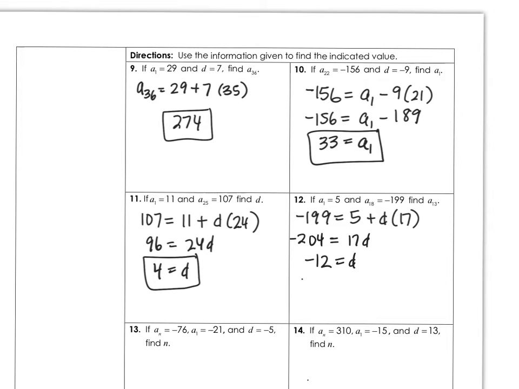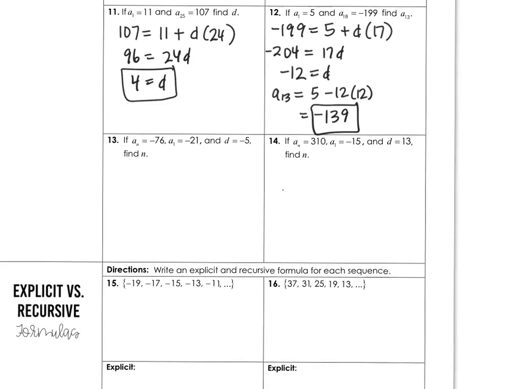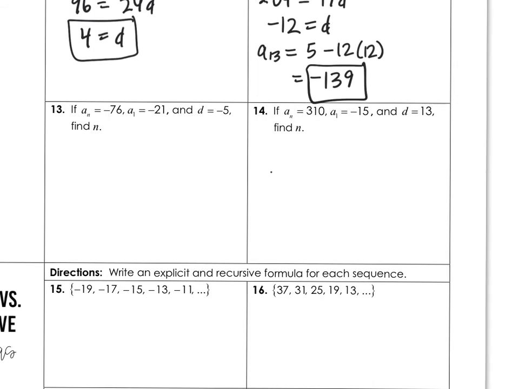And that's helpful because that's what I need to find the 13th term. I know it's the first term minus 12 times. So that gives us negative 139. So notice how these are kind of like little puzzles. You've got to figure it out based on the information you got. So you've got to be familiar enough with it to do that.